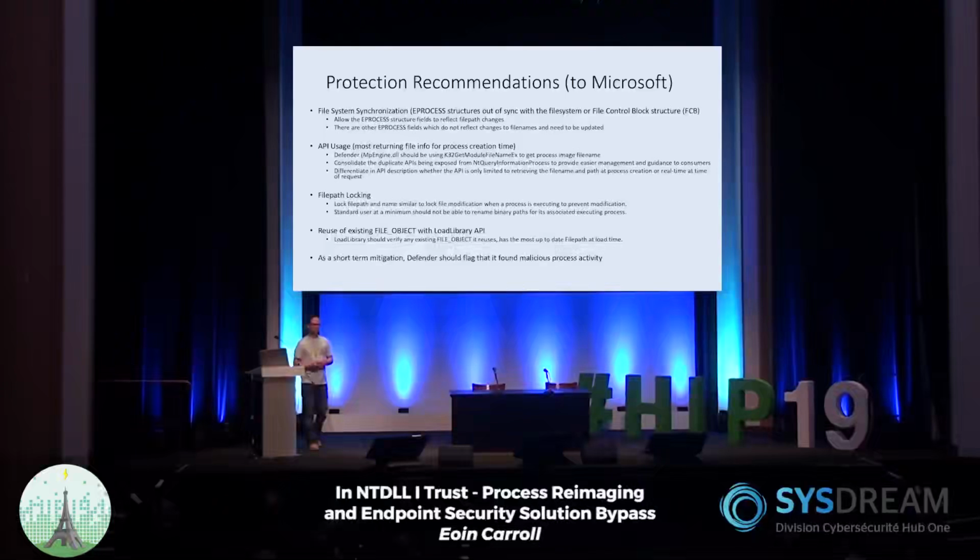So we did give a number of protection recommendations to Microsoft as well. For example, one of the things was that if you change something in the file system, the file control block will reflect that in the process structure in the kernel. And also, one of the big things is to consolidate the APIs, right? We have 4 APIs effectively doing the same thing and getting information from different areas in the kernel. They're inconsistent, right? It needs to be more consistent.